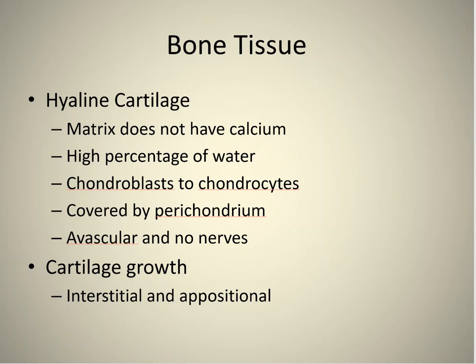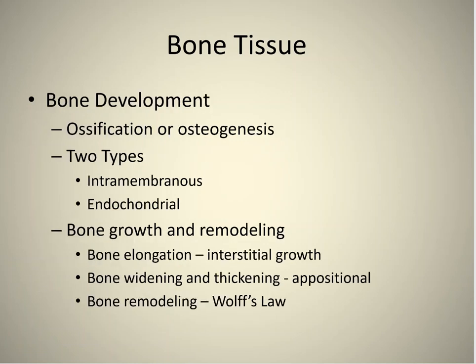Cartilage growth is like bone growth: interstitial growth and appositional growth. Interstitial growth is the growth in the long dimension, so you grow taller, and that happens in adolescence. Appositional is the sideways growth, thicker, stronger bones, depending upon how much stress you put on bones. And interstitial growth stops at puberty. Appositional growth will continue for your entire life, again, depending upon how much stress you put on your bones.